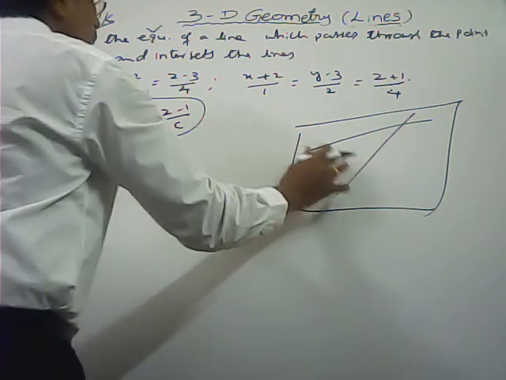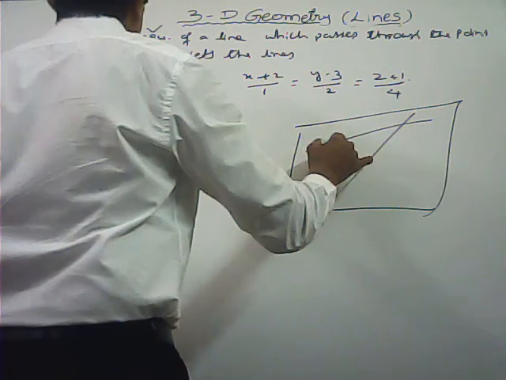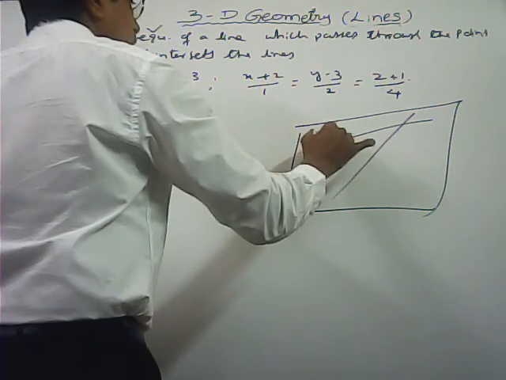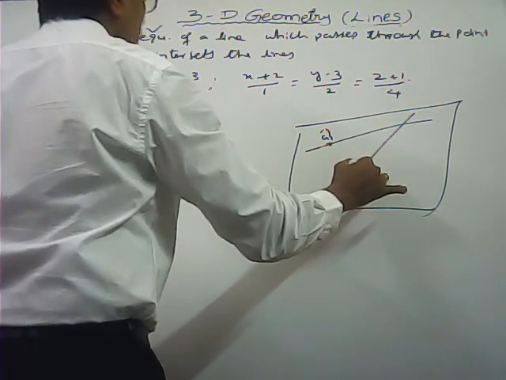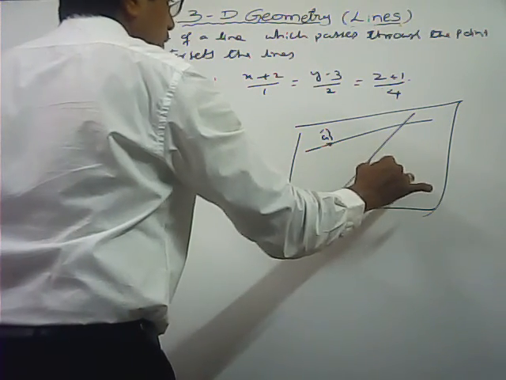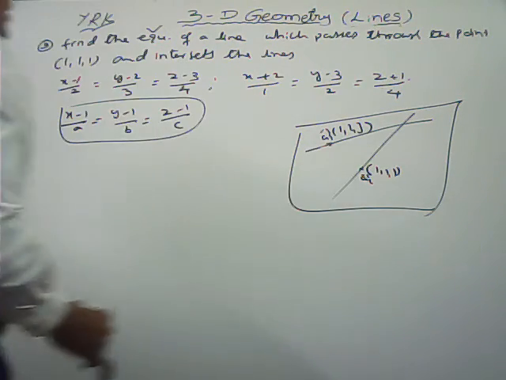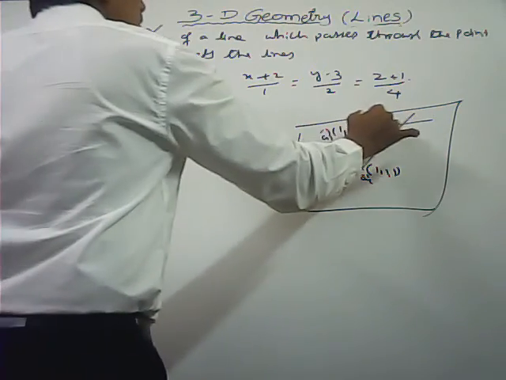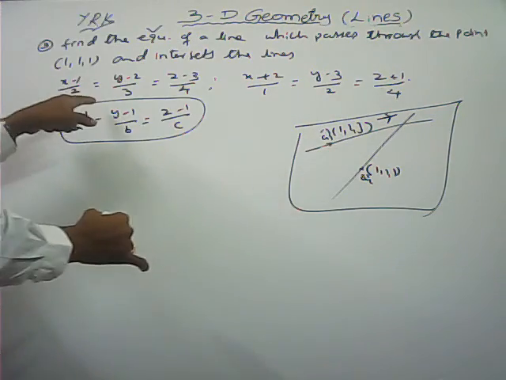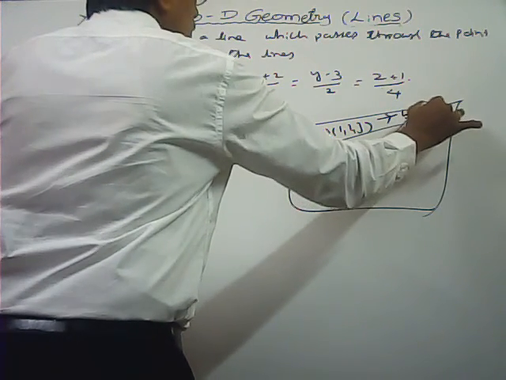Now what about these two lines? Both the lines are coplanar, lying on the same plane only. If they are coplanar, this line passes through the point (1, 2, 3), A1 bar. This line passes through the other point (1, 1, 1), which I am taking as A2 bar. And here the parallel ds are given, that is (2, 3, 4), so B1 bar is equal to (2, 3, 4).